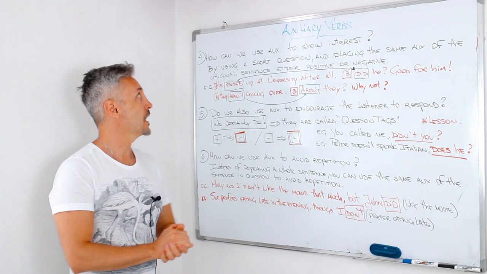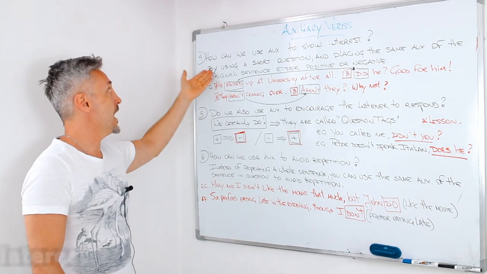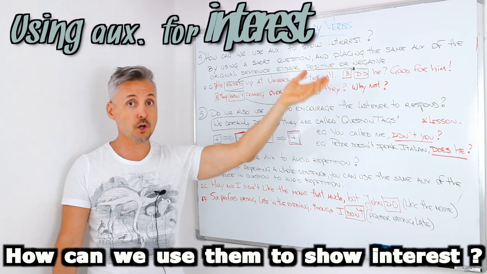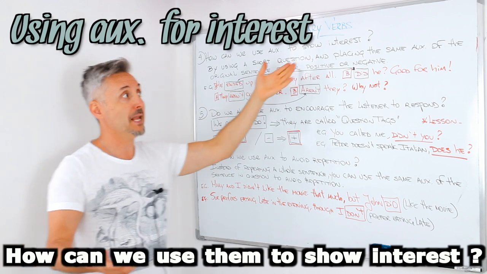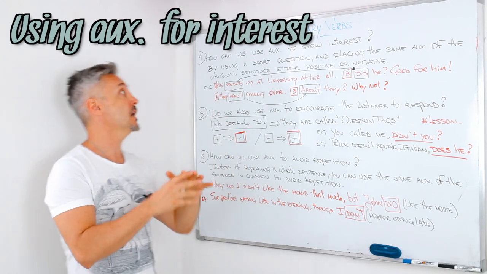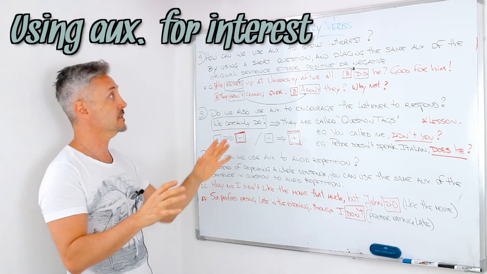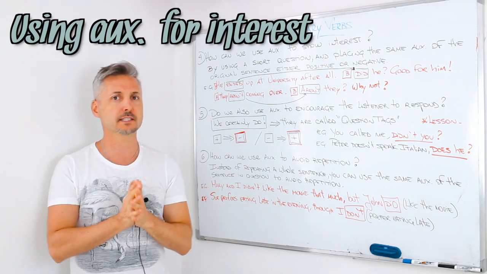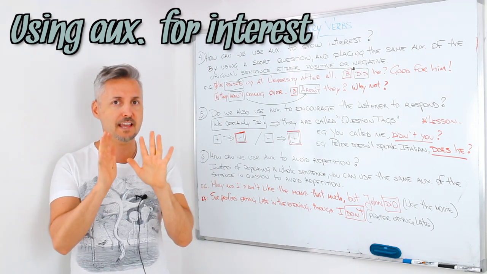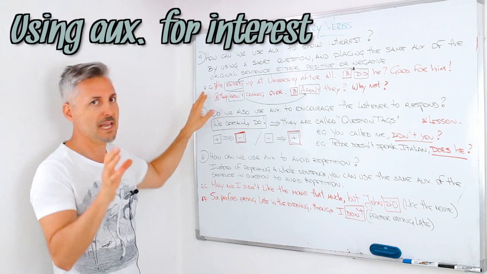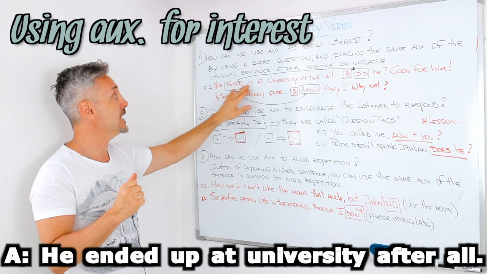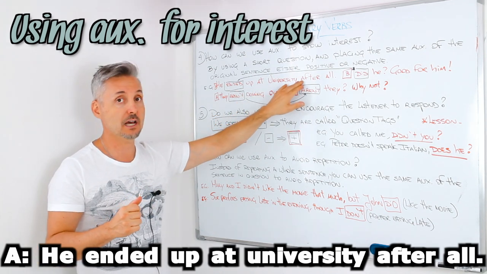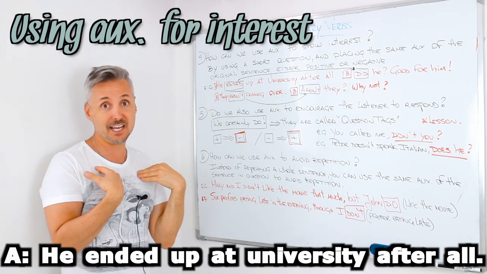So we're back. The next question. How can we use auxiliaries to show interest? Well, by using short questions and placing the same auxiliary of the original sentence, either positive or negative. Let's just take a look at the example to make that part clear. So, he ended up at university after all. This is what I say.